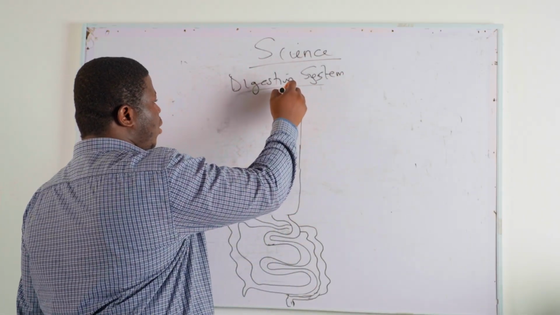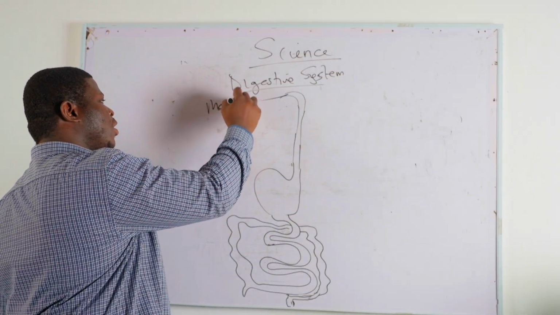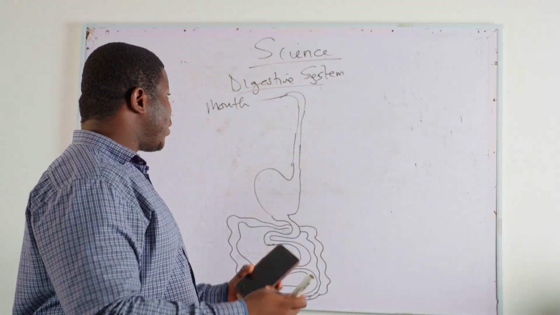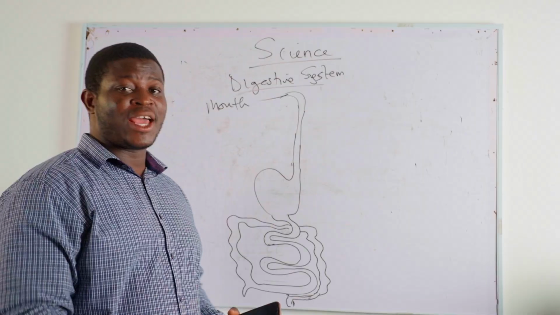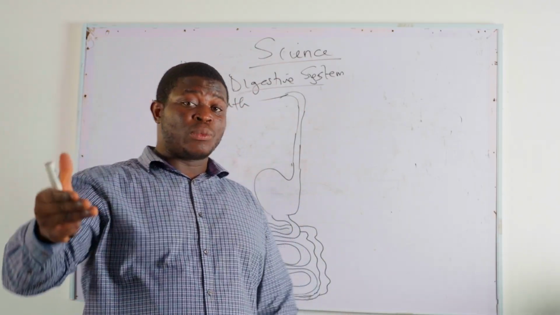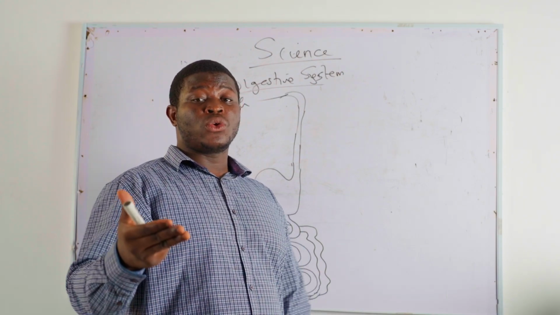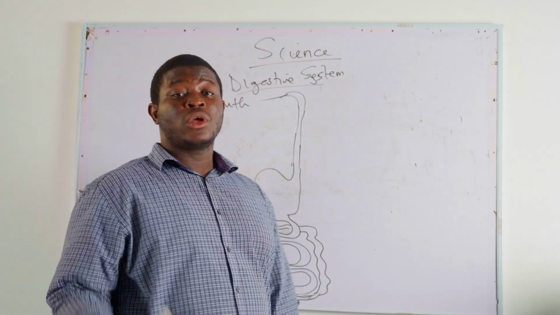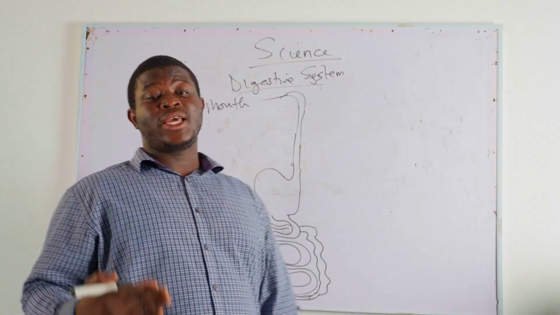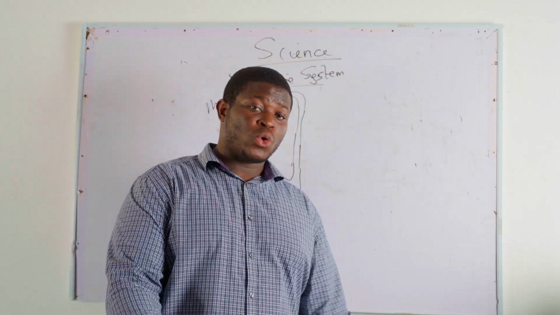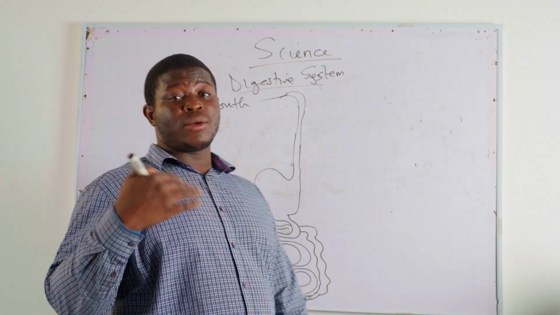So from the mouth, where mostly digestion of carbohydrates starts. The mouth contains the teeth, and the saliva produces what we call the salivary amylase, which helps to break down carbohydrates. So we all know that digestion of carbohydrate begins from the mouth. We also have the teeth. Teeth help us to break down the food into chunks that we are able to swallow.